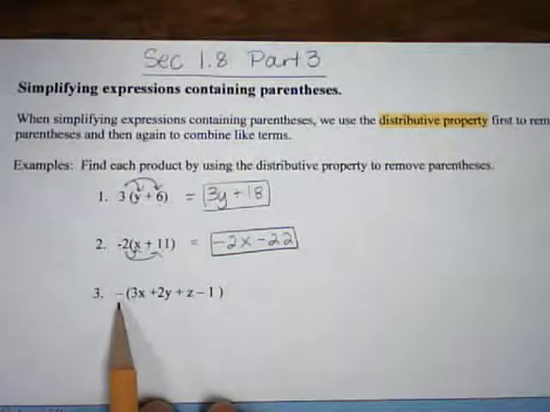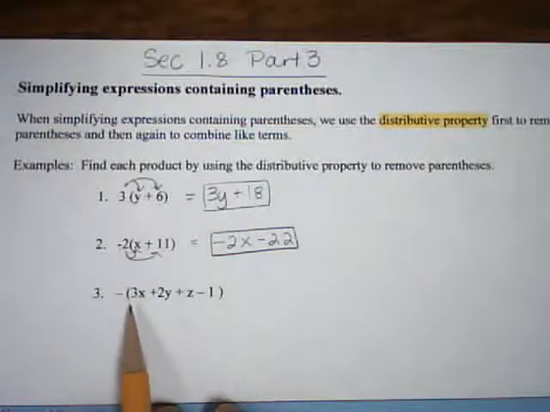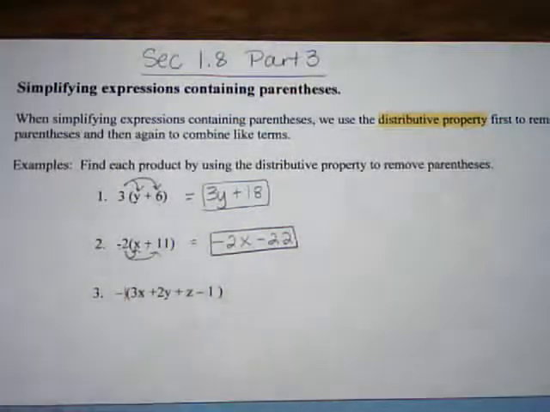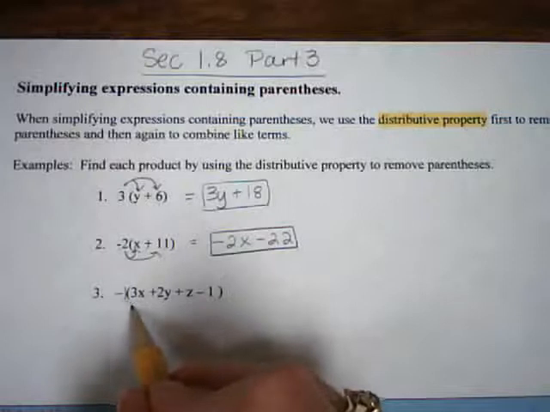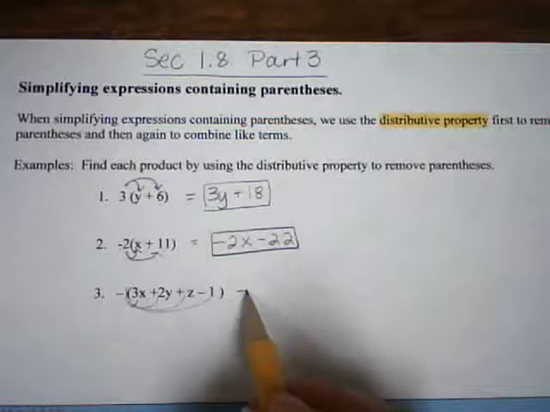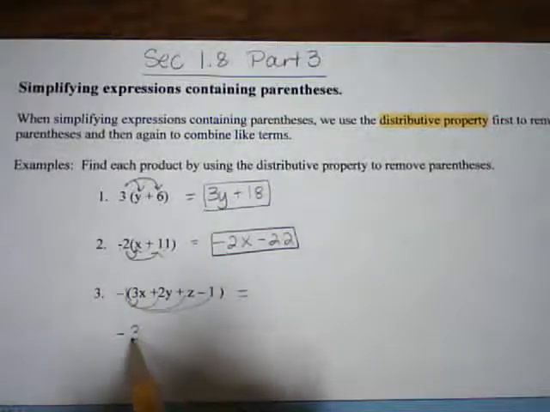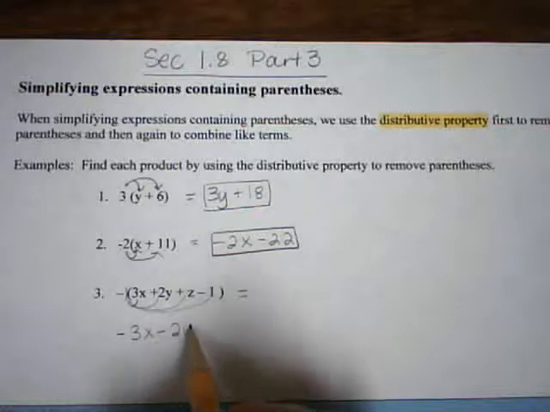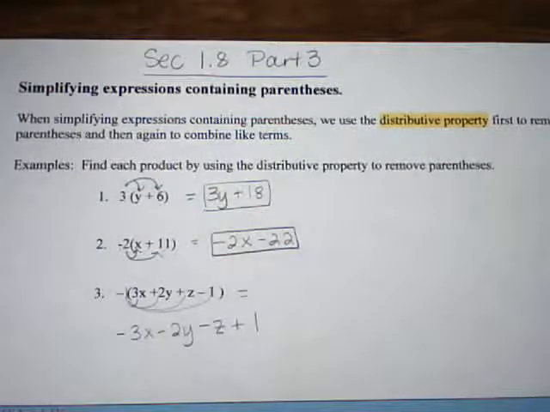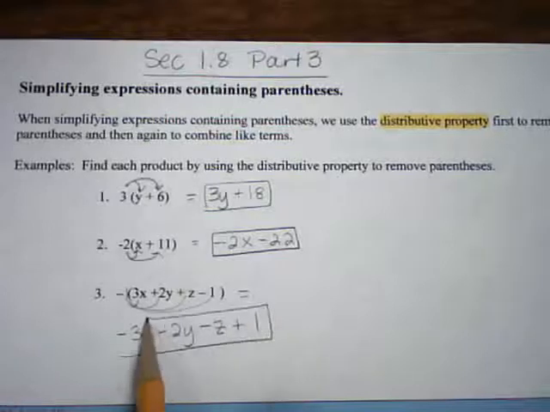Number 3, we've talked about this before. If we have only a negative in front of the parentheses, this is the same thing as having an understood negative 1. If I distribute a negative 1 times each term, it's going to change the sign of every term. So I would have a negative 3x, a negative 2y, a negative z, and a positive 1. All of those signs are changed. Can I combine any of these? No, none of these have like terms, so this would be my final answer.